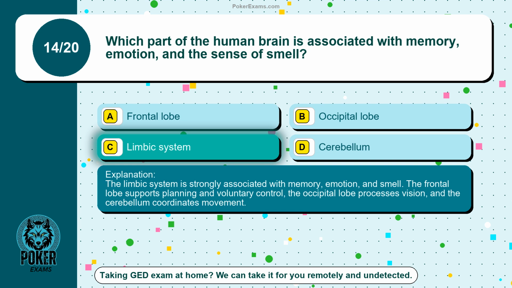The limbic system is strongly associated with memory, emotion, and smell. The frontal lobe supports planning and voluntary control, the occipital lobe processes vision, and the cerebellum coordinates movement.